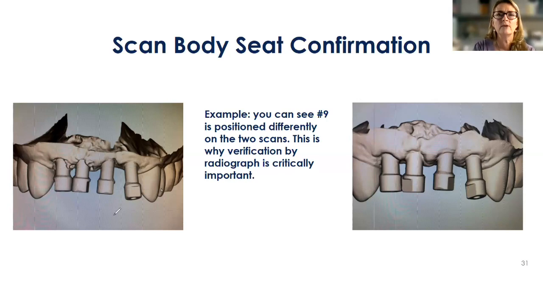So if you look at number 9, can you see the difference here? How much deeper it's inserted than on this image, right? So this was the first scan that the lab received, and we ended up having to remake number 9. Number 9 was determined that it was not fully inserted. It was not fully seated when that original scan was taken. So that's a really good example as to why it's important to do that.